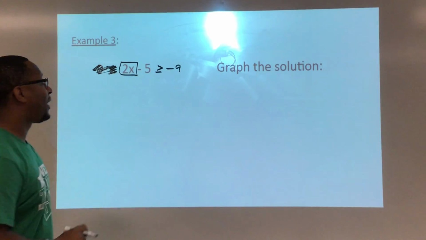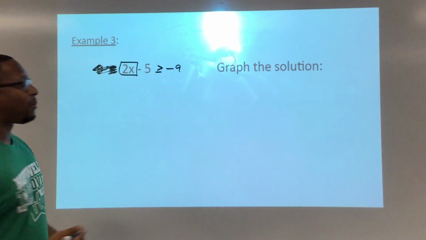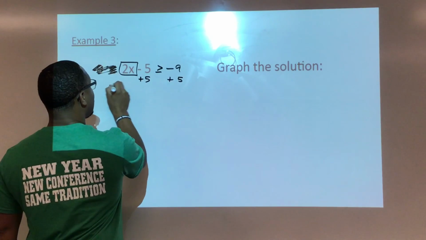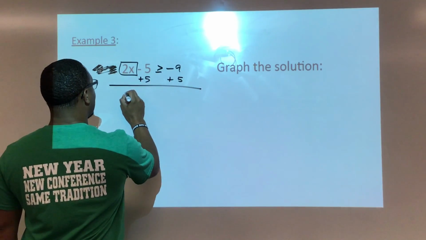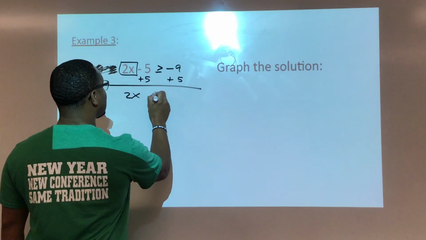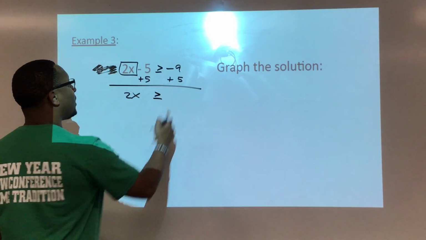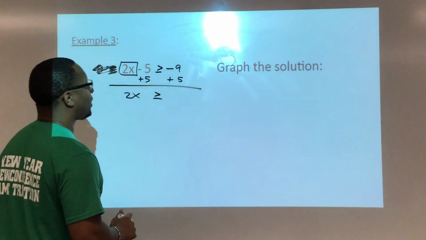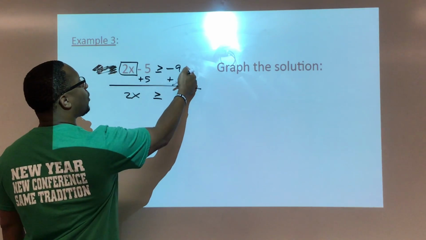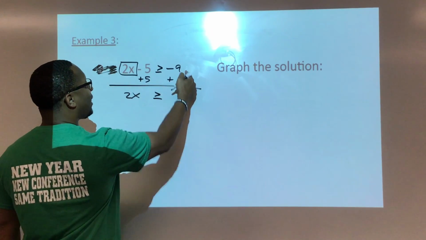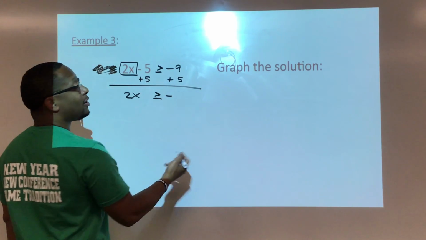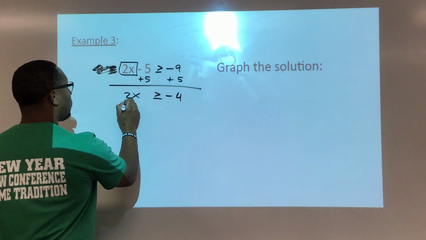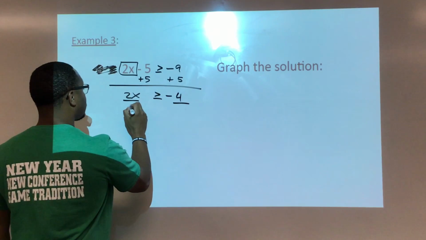I then need to zero pair this minus 5. So how do you zero pair minus 5? Well, you have to add 5. Whatever you do on one side, you have to do to the other. Draw this line. I'm going to bring down what is left, which is 2x is greater than or equal to negative 9 plus 5, another obstacle for some 7th graders. But ask yourself, well, which number has more? Are there more negatives or more positives? There are more negatives, so I know my answer is going to be negative. And then you just do 9 minus 5, which gives you 4. So your answer over here is negative 4. You then need to divide both sides by 2.